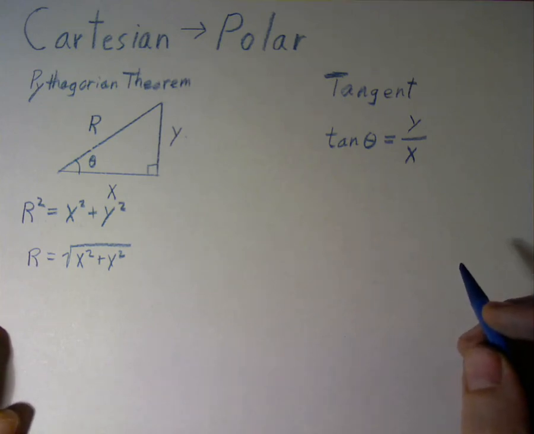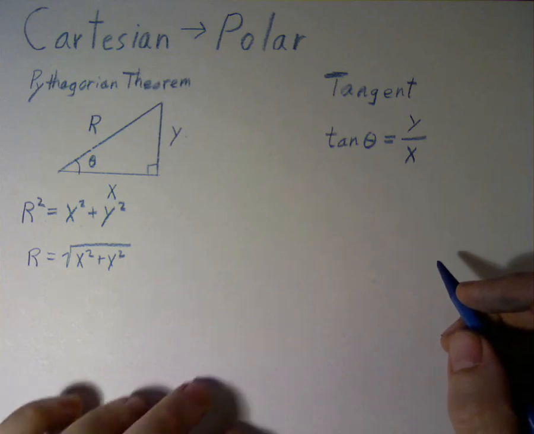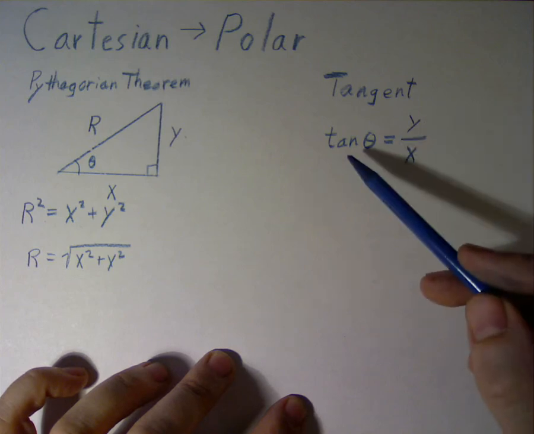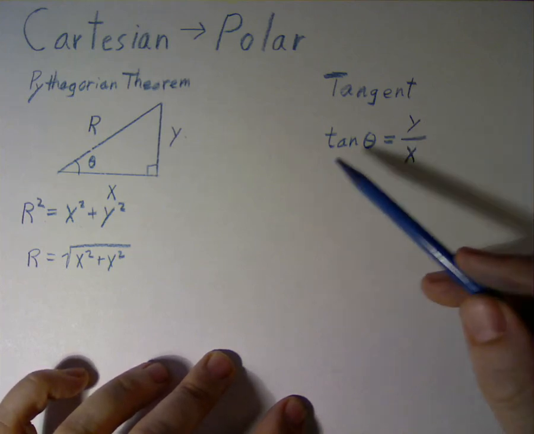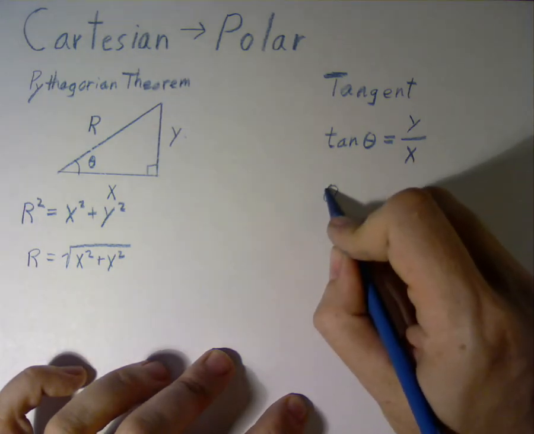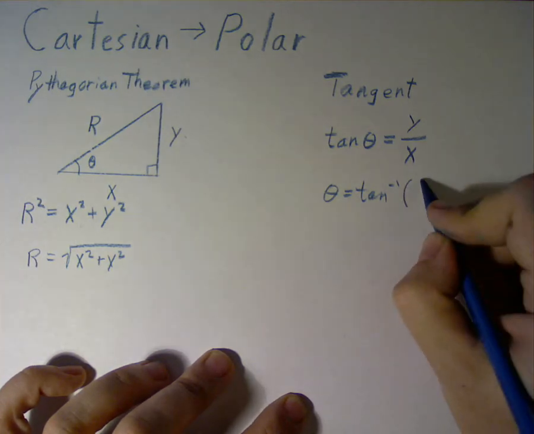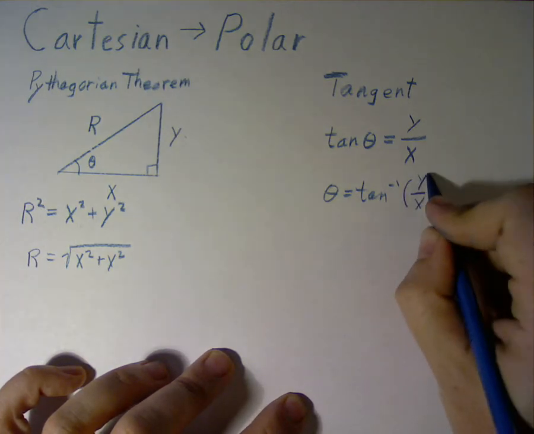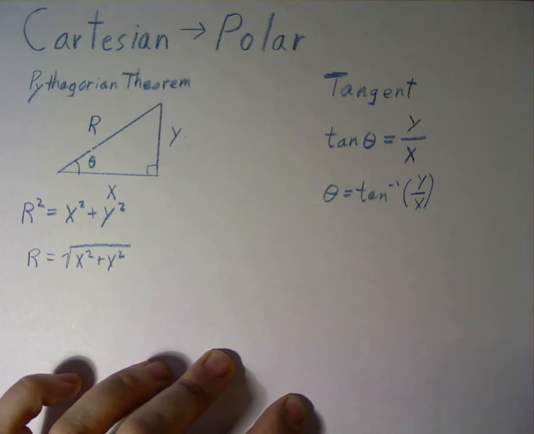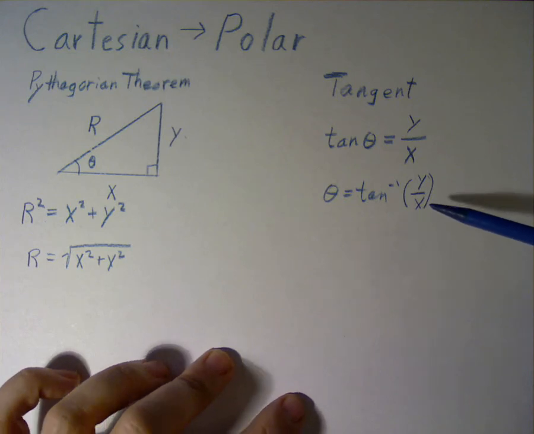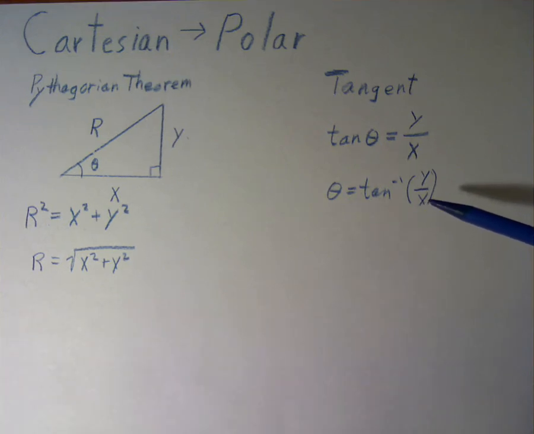Things are a little bit more tricky for finding the angle. For finding the angle, we typically use the tangent function. We take the inverse tangent of both sides and get theta equals the inverse tangent of y over x. This works very well, but has one shortcoming. There's an ambiguity as to whether we need to add 180 degrees. I'll get back to this in just a moment. Let's do an example first.